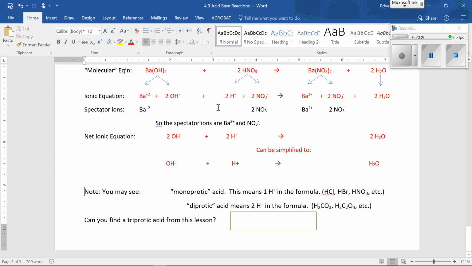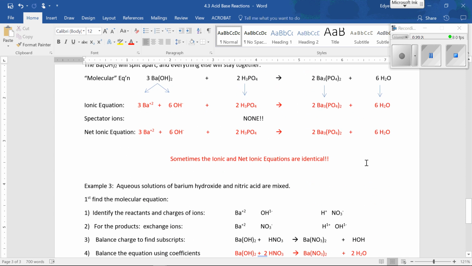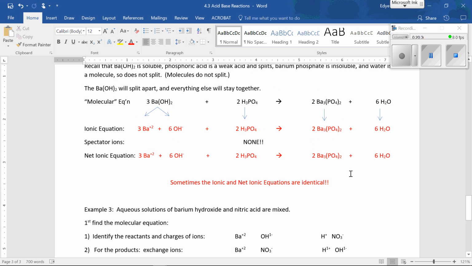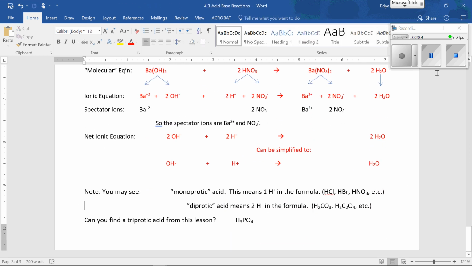Now, I want you to look through all of this, the video, the notes you've taken, and see if you can find a triprotic acid. Let's look through. What do you think triprotic means? Three protons. Oh, there it is, right there. H3PO4. That would be a triprotic acid. And you are done.